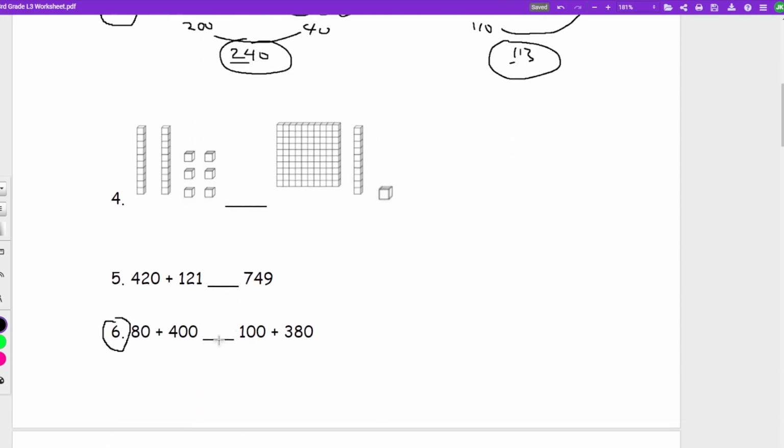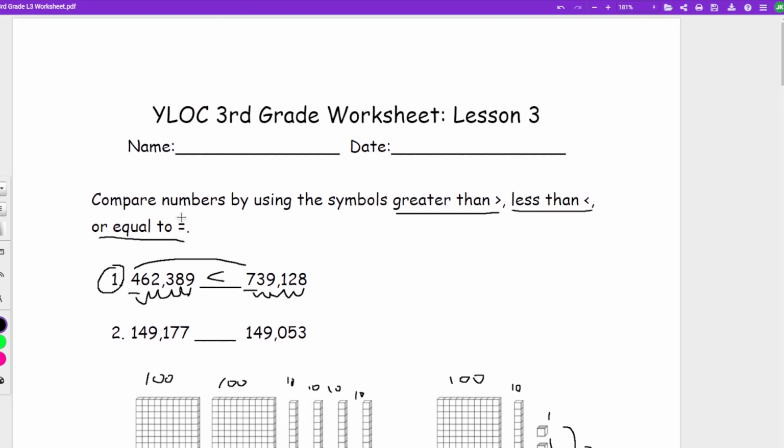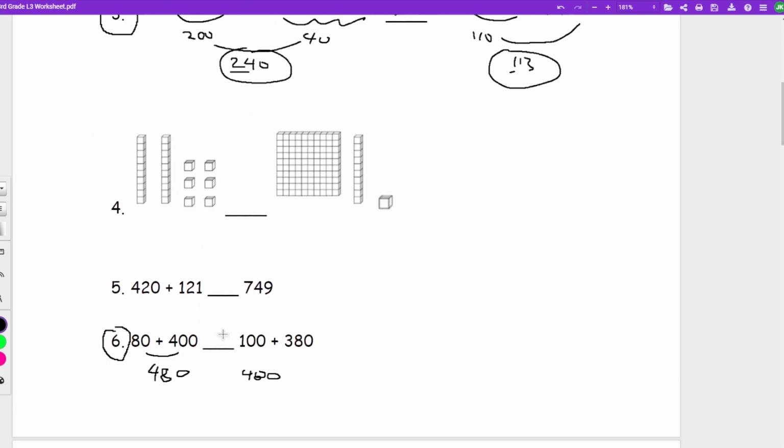Number 6, 800 plus 400, and then 100 plus 380. So this is just simple addition. I'm going to add 80 and 400, which is 480, and 380 plus 100 is also 480. And what's greater, 480 or 480? Well, none of them. They're actually equal to each other. So I'm going to put an equal sign.